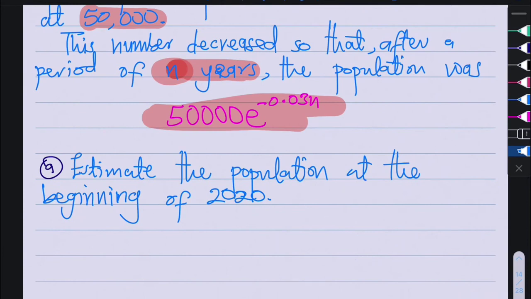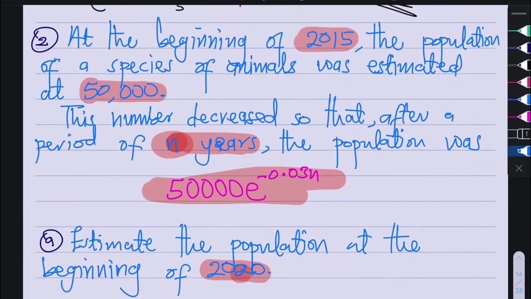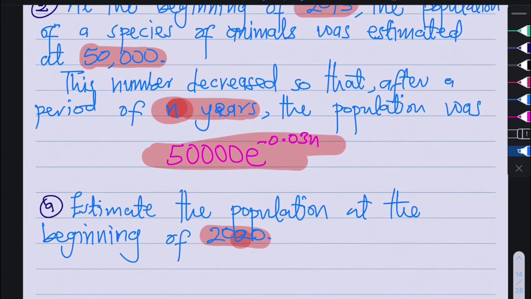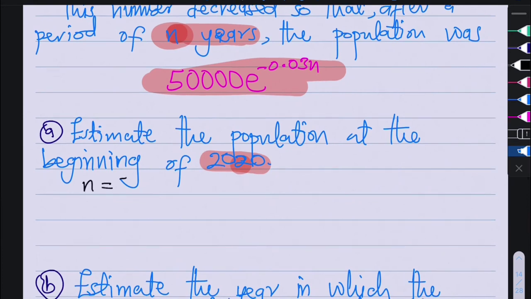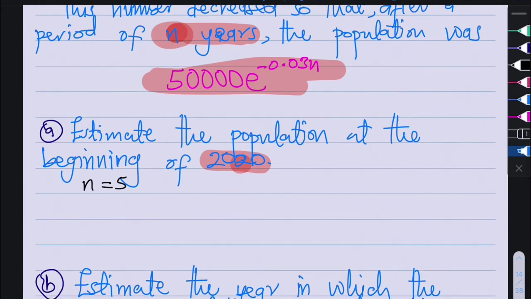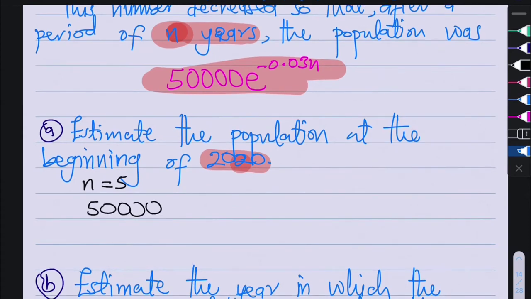What do they want? Estimate the population at the beginning of 2020. From 2015 to 2020, what is n? Well, n has to be 5, because you have gone about 5 years. So we will have 50,000 e to the power negative 0.03 times 5. And then let's put it on a calculator and see.